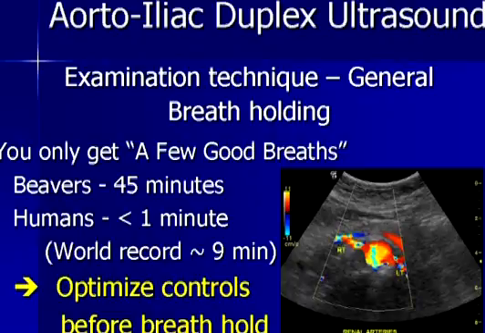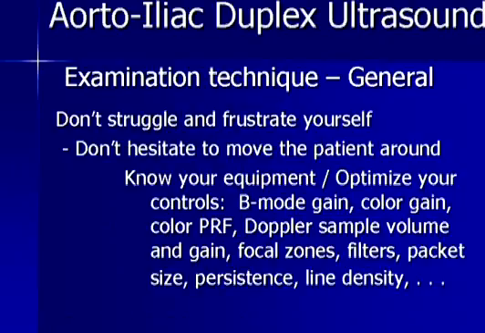In order to make this work, you have absolutely got to optimize all your measurement controls before they stop breathing. That is to say, put your Doppler sample volume out in your image approximately where you will need it to be. Make sure your Doppler sweep speed, your Doppler scale, and your Doppler gain are set where they need to be before the patient gets into their breath-holding maneuver.